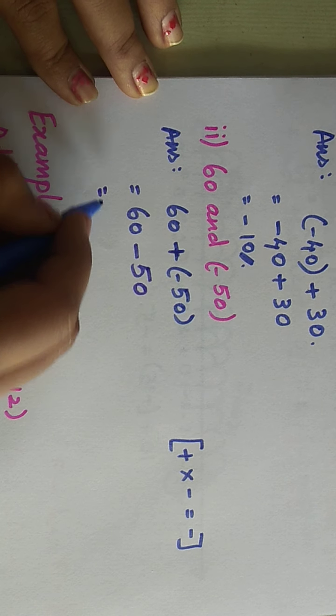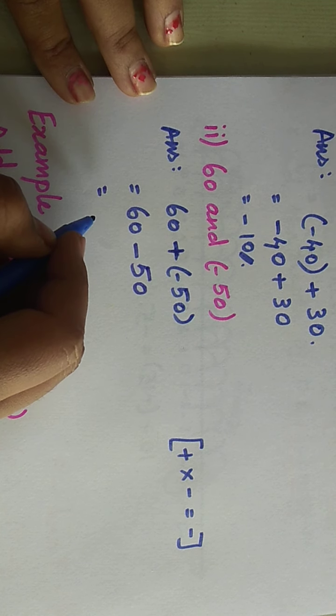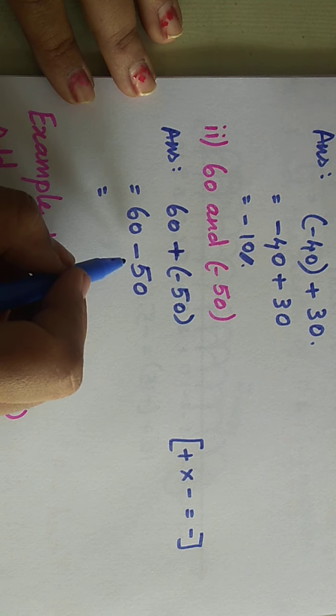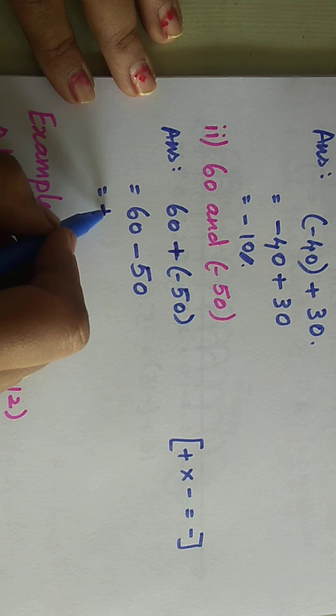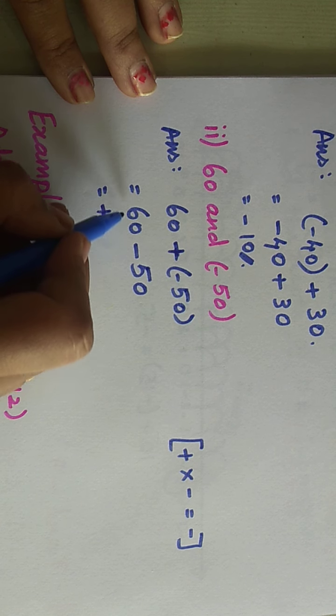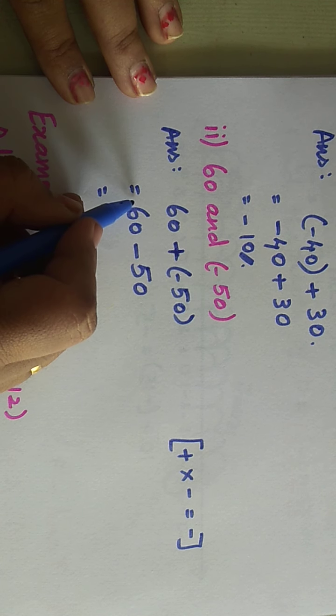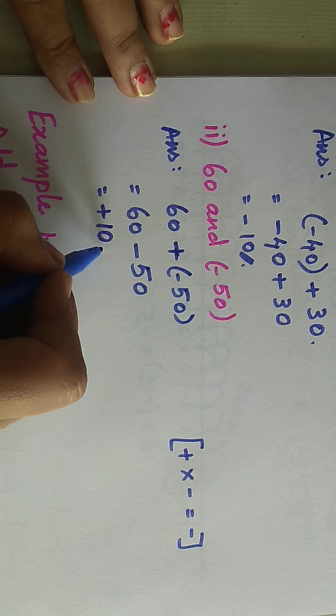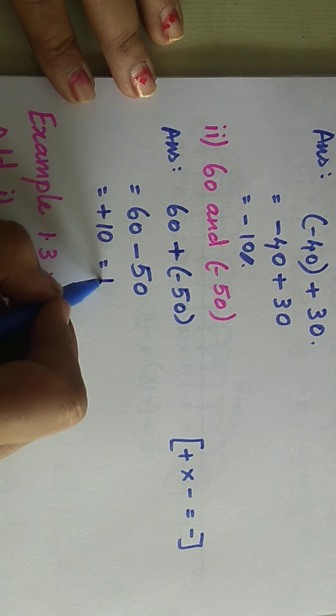Now we have to see whether the symbol is in the greater number or in the smaller number. It is in the smaller number, so we can write it as plus. In this, 60 is the biggest number, and in 60 it is the plus symbol. So 60 minus 50 is 10. So we can write it simply as 10.